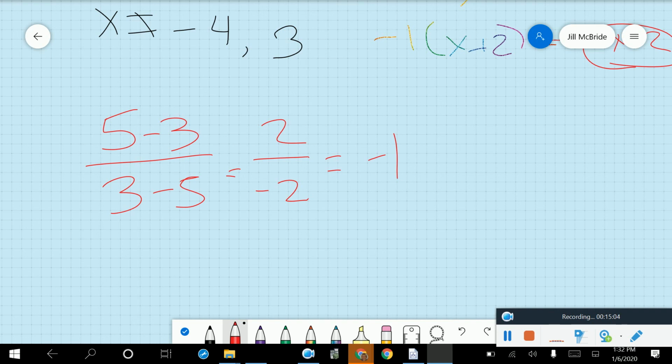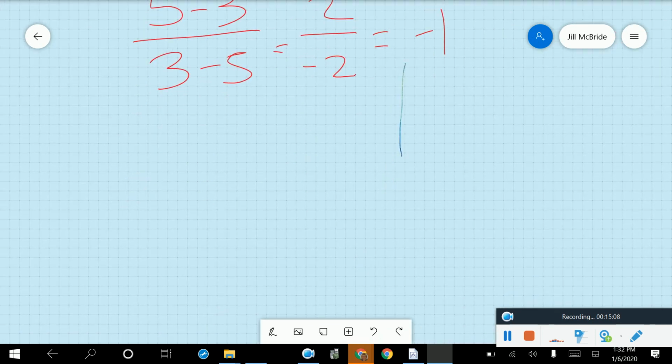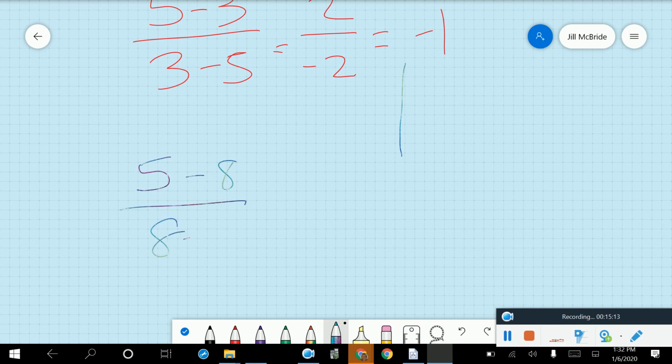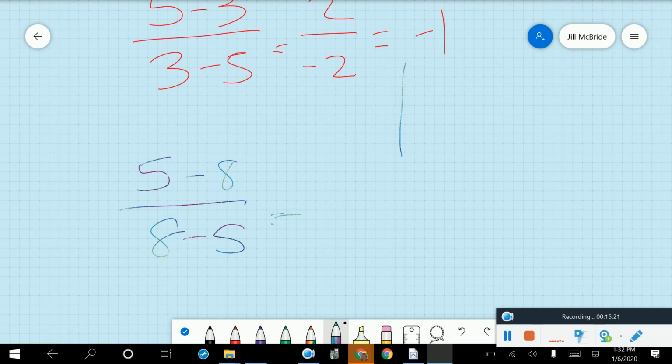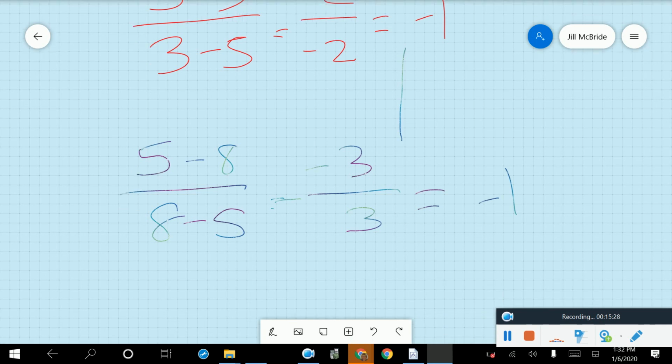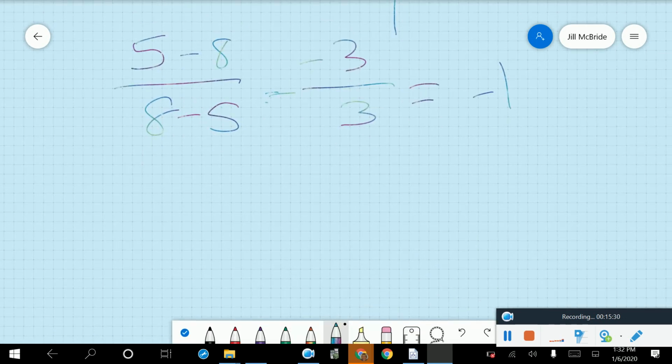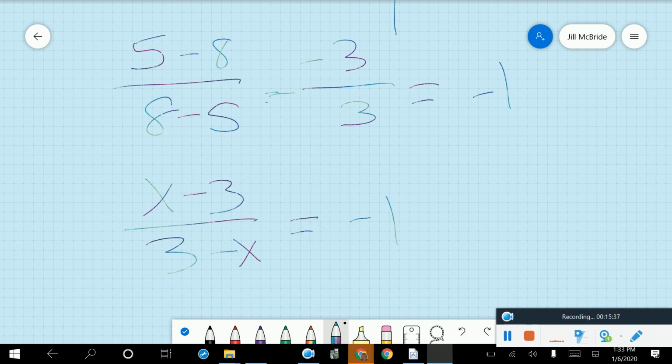It happens anytime you switch the order. If I did 5 minus 8 over 8 minus 5, I would get negative 3 over 3, which is negative 1. So therefore, x minus 3 divided by 3 minus x is negative 1.